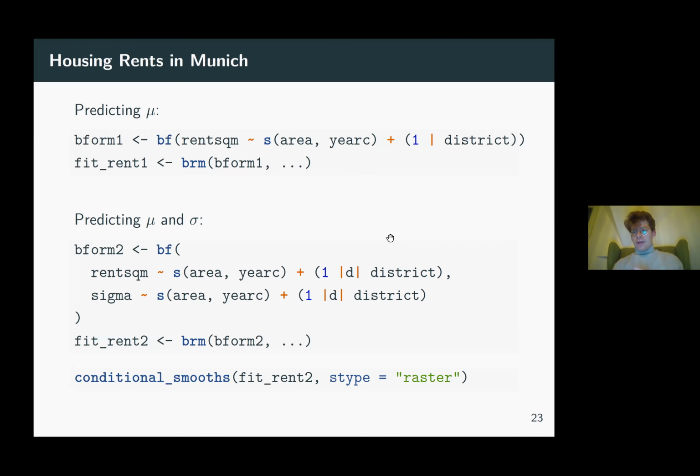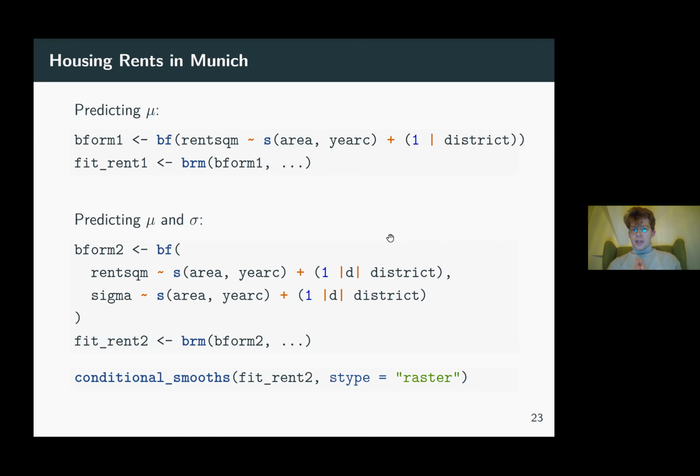I don't have any idea how the area of an apartment or the construction year should be related to rent per square meter, especially since we would expect some nonlinear effects of these two predictors on rent per square meter. And we have no idea how they interact. So we're going to fit a two-dimensional spline, that is s(area, yearC), a two-dimensional spline of area and construction year.